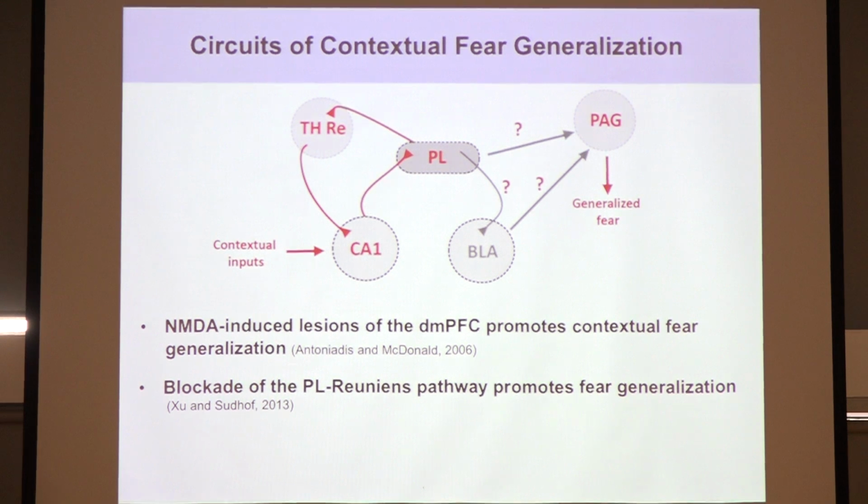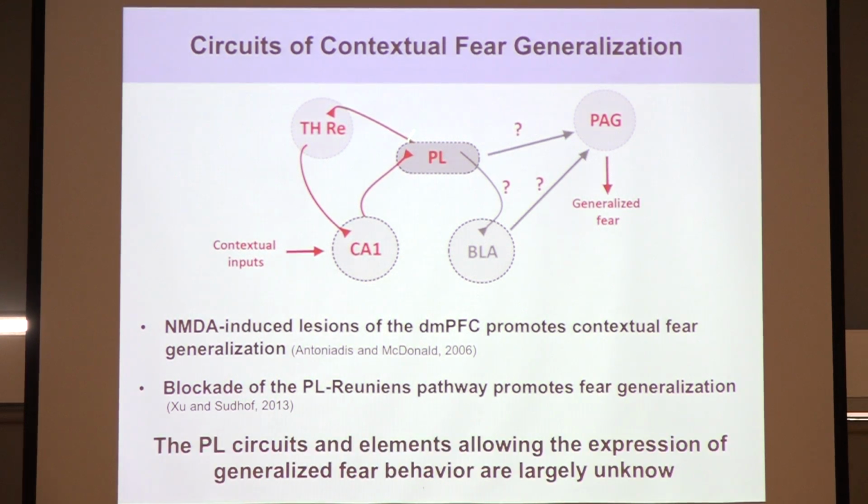What is unknown is, at the level of the prelimbic area, which are the circuits and elements that allow the expression of fear, particularly the fear generalization and fear discrimination. And this is the question we addressed in the following study. This is completely unpublished.